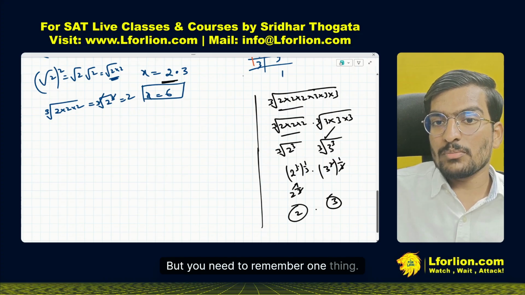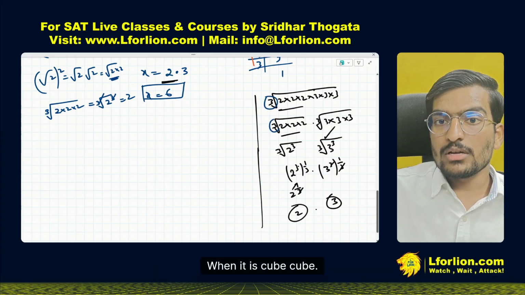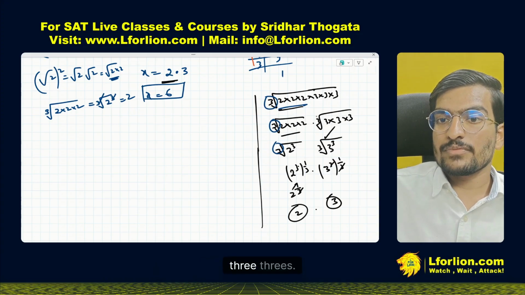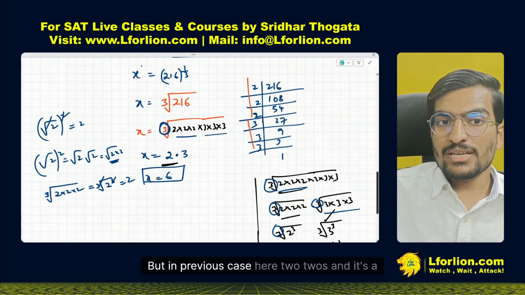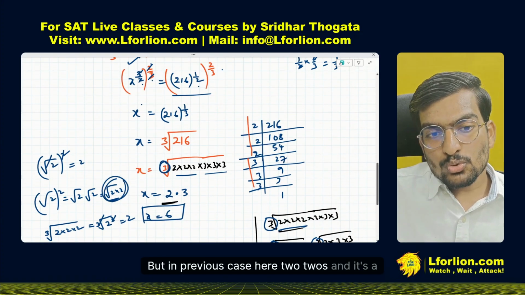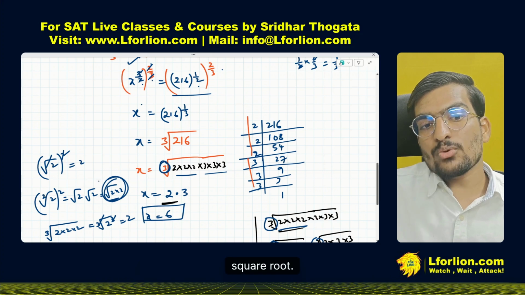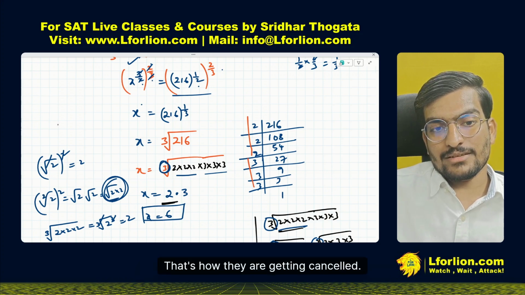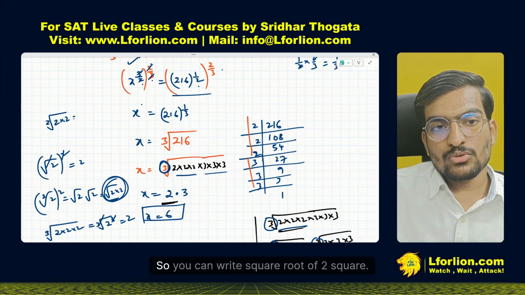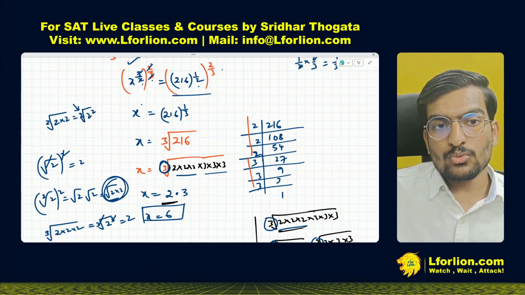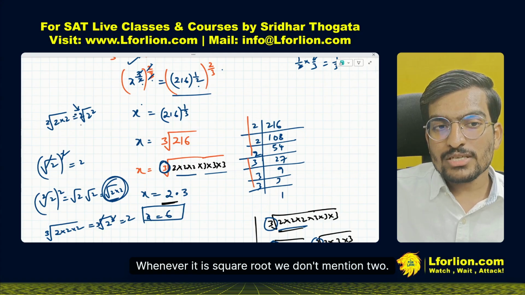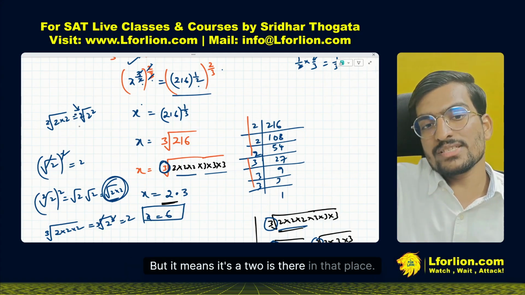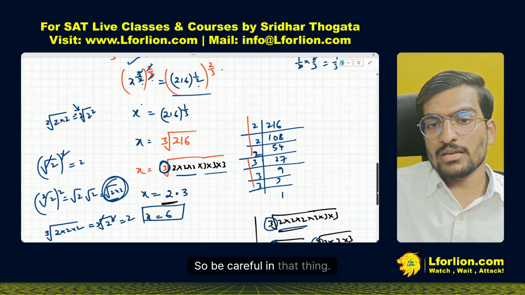But you need to remember one thing: when it is a cube root, it's 3 twos, 3 threes. But in the previous case, there were 2 twos and it's a square root, that's how they are getting cancelled. Square root of 2 into 2, so you can write square root of 2 square. Whenever it is a square root, we don't mention 2, but it means a 2 is there in that place. So be careful in that.